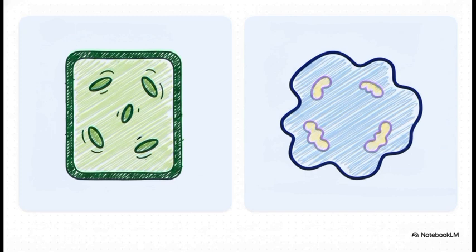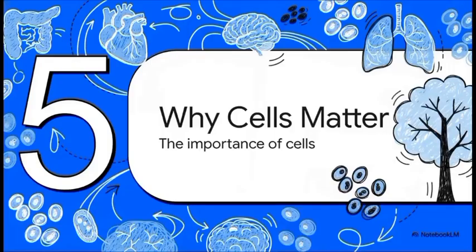Animal cells, no chloroplasts. Also, because of that rigid cell wall, plant cells have a very fixed, usually rectangular shape. Animal cells, since they don't have that wall, have a flexible, much more varied shape. So make sure you lock in these three comparative traits for your test: the cell wall, the chloroplasts, and the fixed versus flexible shape.